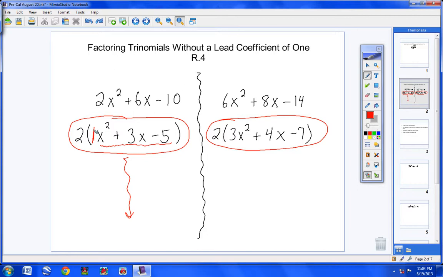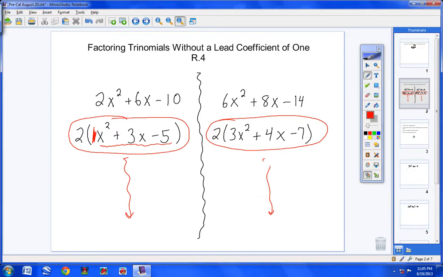You're going to have trinomials that have a lead coefficient of 1, or you're not going to have trinomials that have a lead coefficient of 1. Okay? So hopefully you see the difference between these 2. One has a lead coefficient of 1 and 1 does not. Okay, let's continue on.